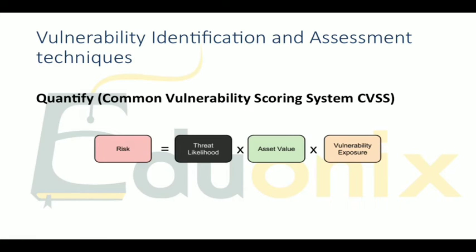So here we have how you quantify this information based on the common vulnerability scoring system. Risk is equal to threat likelihood times asset value times vulnerability exposure. So that is risk equals how likely is it that it's going to happen, times $10,000 an hour, times the period of time that it'll actually be down for, say 24 hours.